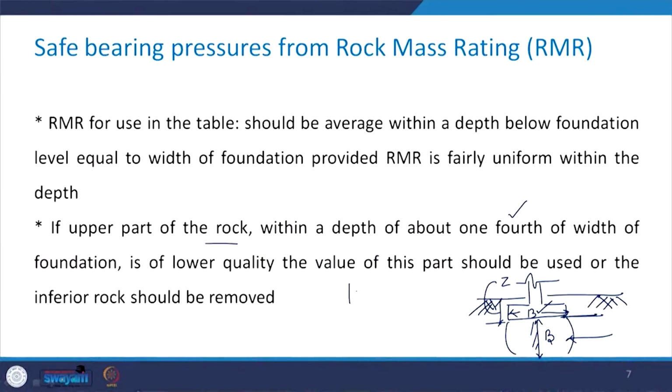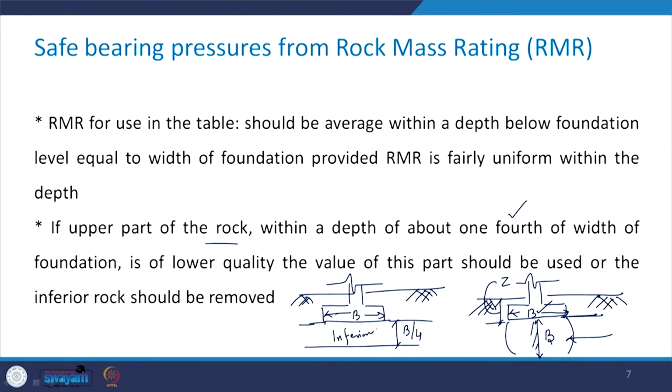Let us try to understand with the help of a figure again. If this is the footing, and it is being placed at some depth, with a width of B, then below this up to 1/4 of the width of the foundation, if this part is of inferior quality, then either you use the RMR which is relevant in this zone, or you remove this portion and then place the footing on the better quality rock. So, these are some of the things one needs to keep in mind when you use RMR to obtain the safe bearing pressures.